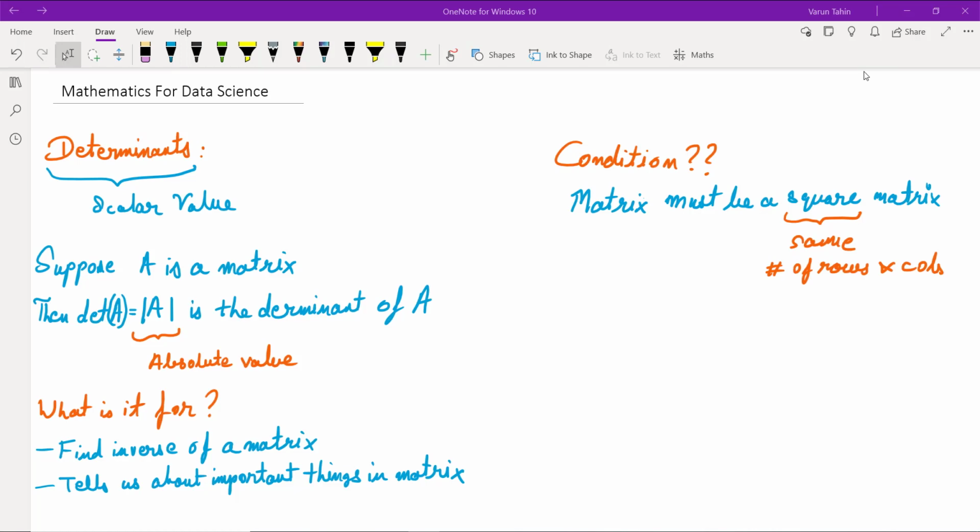And what is its significance? Actually, the determinant helps us to find the inverse of a matrix and tells us things about the matrix that are useful in terms of systems of linear equations, calculus and more. And it is only when the matrix is a square matrix that we can calculate its determinant. Otherwise, it wouldn't be possible. So we will see with the help of an example how to calculate the determinant of a matrix.